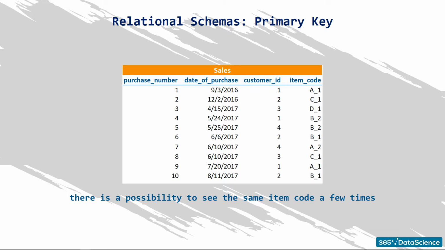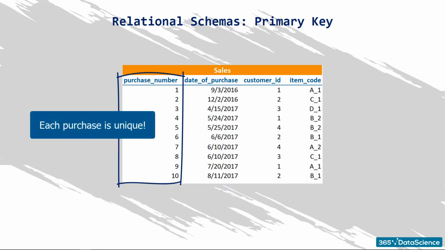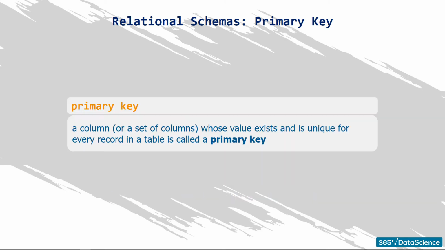This reasoning does not apply to the first field, though. Each purchase is unique. In databases, this means all the numbers in this column will be different, because each purchase will be assigned a specific number that is unique. There is a term for such type of field. A column or a set of columns whose value exists and is unique for every record in a table is called a primary key.